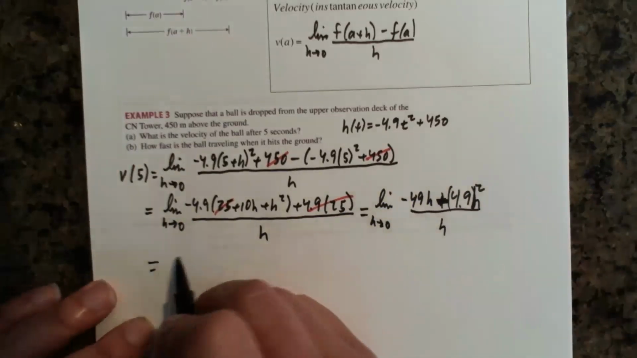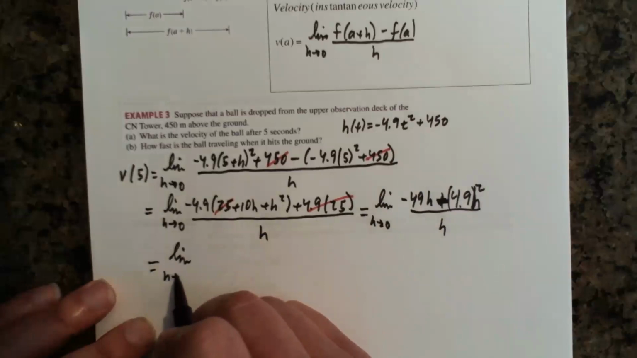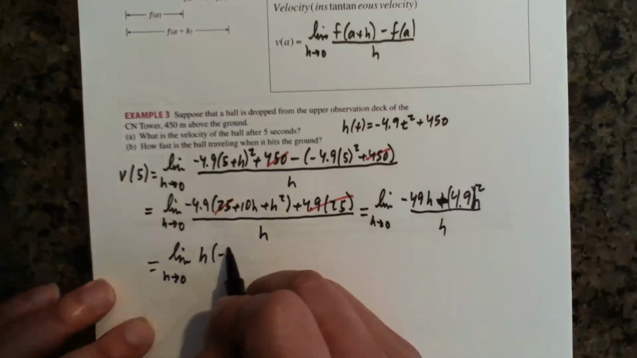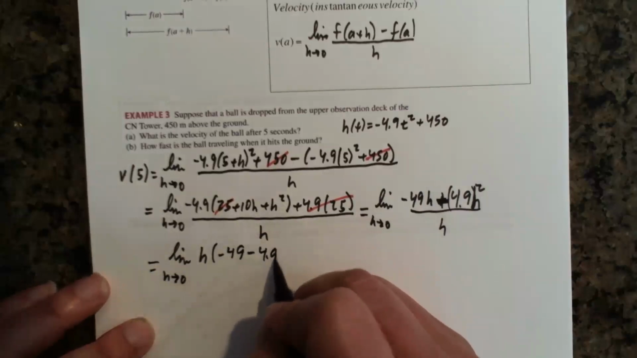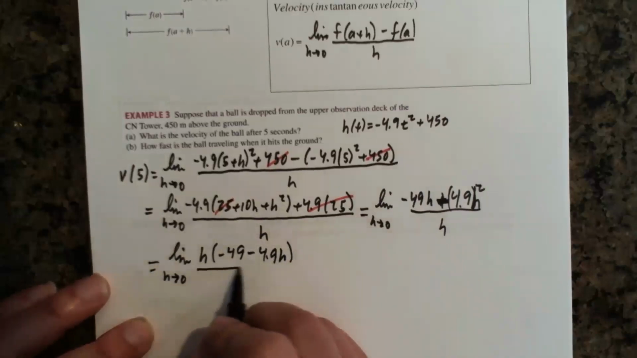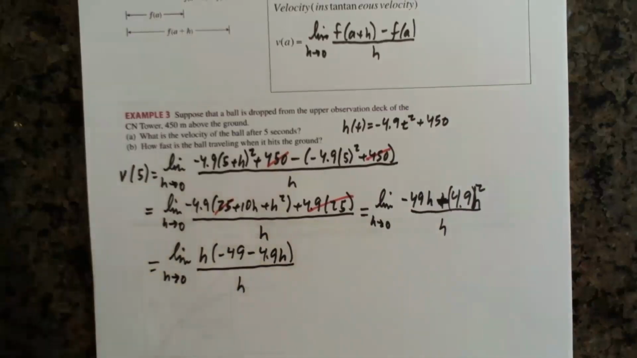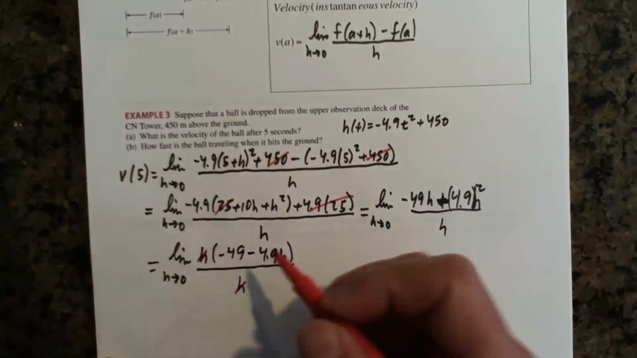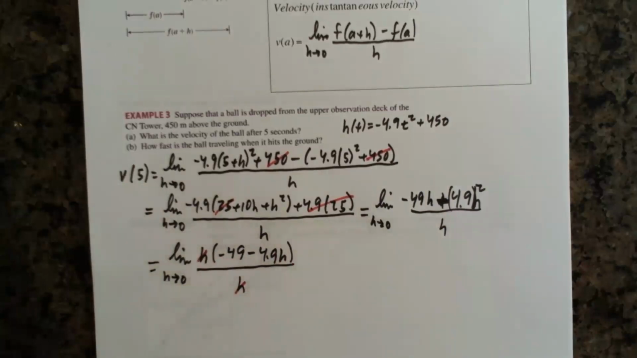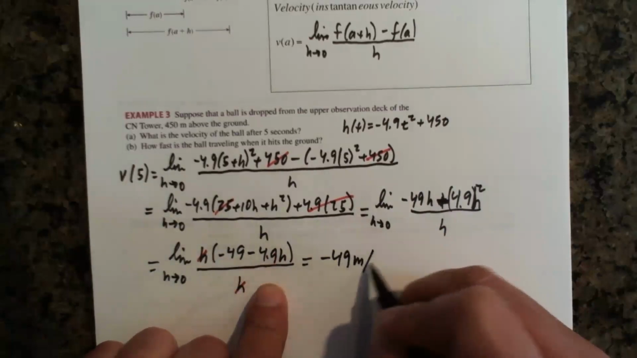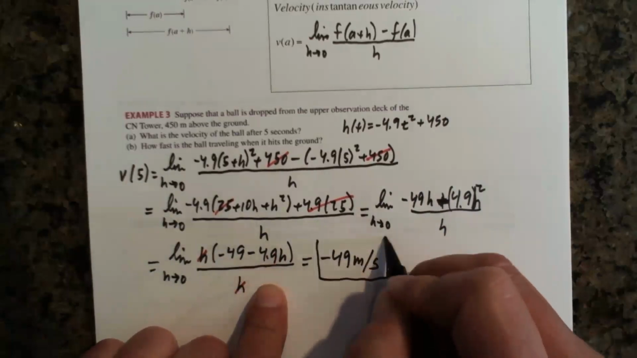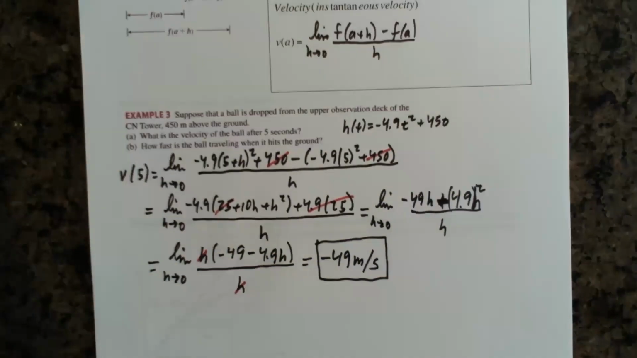And very nicely, h factors out. Negative 49 minus 4.9h. And notice those h's go away. Yay. And as h goes to 0, we end up with negative 49 meters per second. That's how fast. Now, again, it's negative because it's falling downward. So it's appropriate that the velocity is negative in this case.